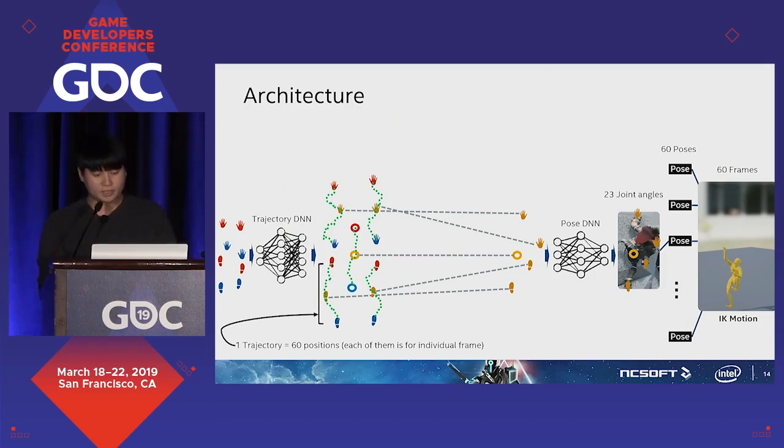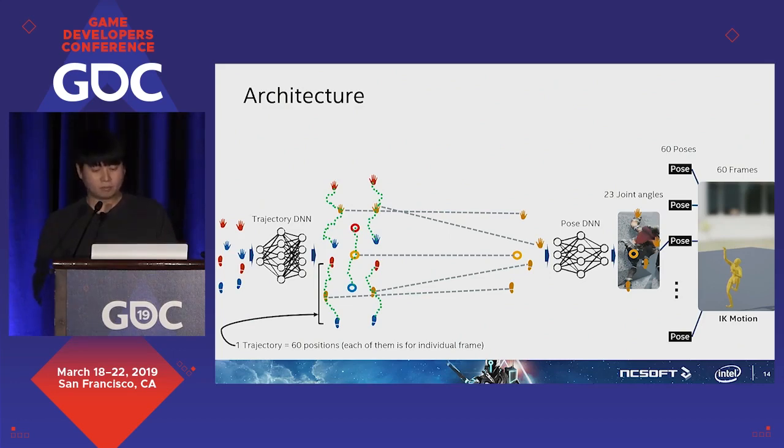These 5 position data are the root and both hands and feet positions. Next, for each of the 60 motion frames, the pose DNN receives the root and 4 end effectors' positions and outputs 23 joint angles, which constitute 1 pose. These 2 types of DNNs are very small in size, and together they solve full-body IK with a low computation cost.